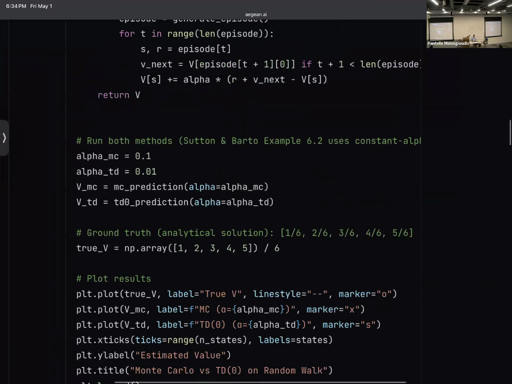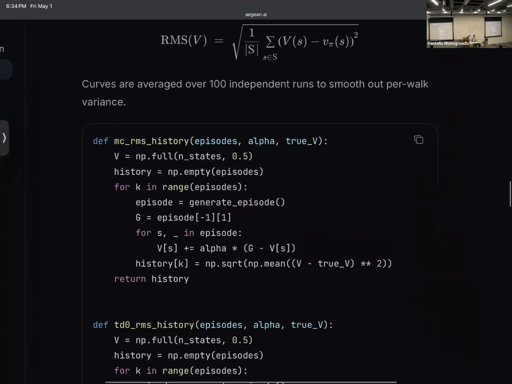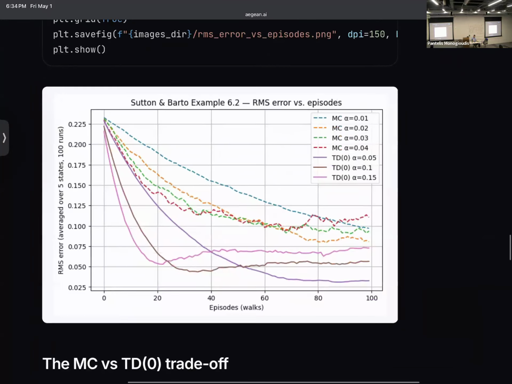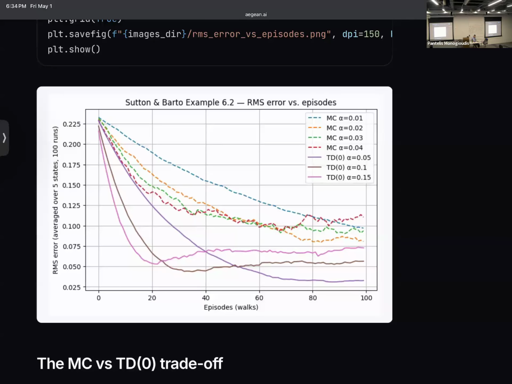So the mean square error, or the root mean square, is being plotted over here between Monte Carlo for various values of alpha and TD(0). As you can see, TD(0) is faster than Monte Carlo in terms of learning time. The algorithm converges to some value earlier in terms of number of episodes. However, there is some kind of trade-off in terms of bias and variance.